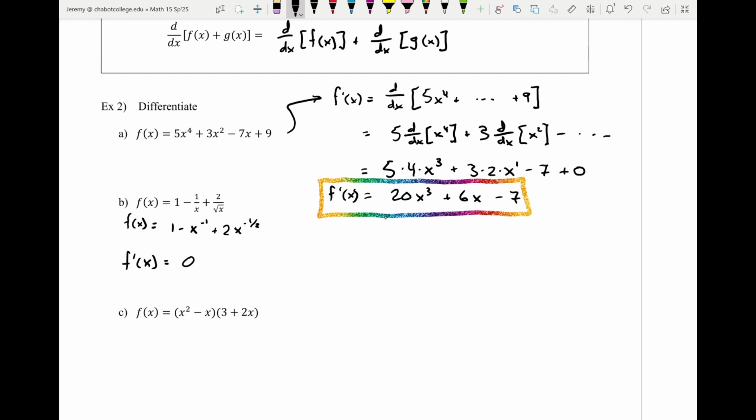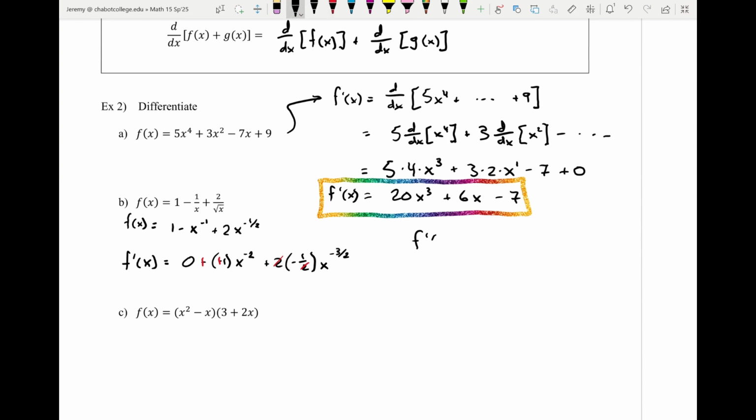Derivative of 1, or any constant for that matter, is 0, minus, bring down the -1, that's the old exponent, and subtract 1 to get the new exponent of -2. Okay, and then plus 2 times, bring down the -1/2, subtract 1 from -1/2, I get -3/2. Okay, and I can simplify this a bit. This will become plus a positive. The 2 and the 1/2 can cancel. That's just going to become a 1.